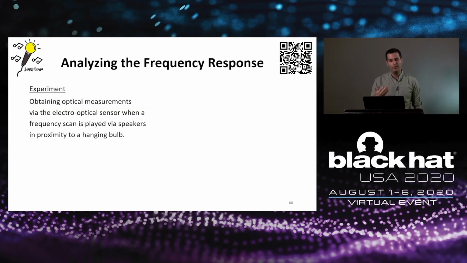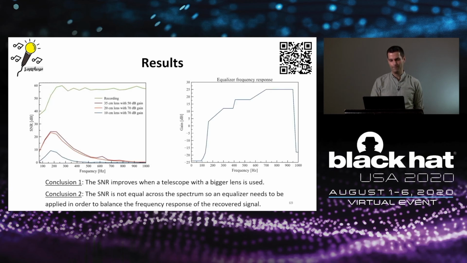The second experiment that we did is we tried to analyze the frequency response, and we did it by obtaining optical measurements via the electro-optical sensor when a frequency scan was played via speakers in proximity to a hanging bulb. And these are the results that we got. We did it with 3 types of telescopes, all of which have different sizes of lens. The first conclusion that we made is that the signal-to-noise ratio improves when a telescope with a greater lens is used. I will explain later why this happens.